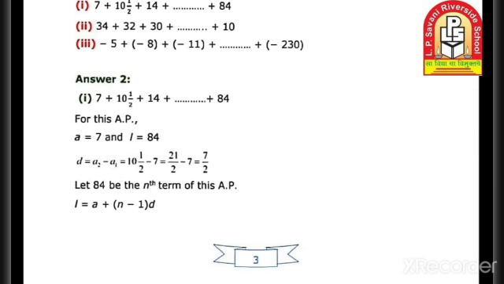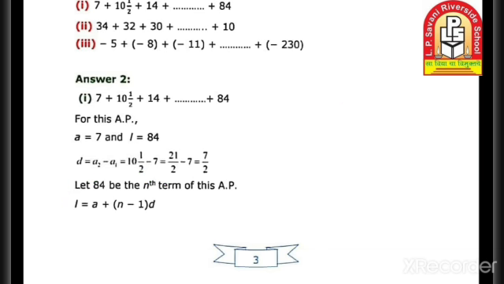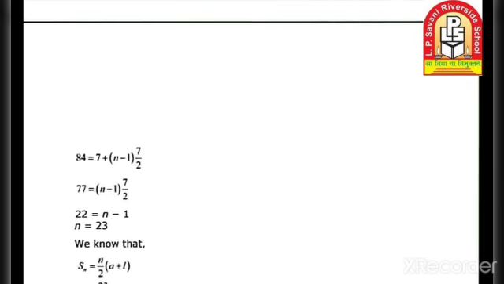Okay. Then after, this is the formula of the nth term of an arithmetic progression: L is equal to a plus (n minus 1) into d. Okay, so L = a + (n − 1)d. Then after, put the values. L is equal to 84, so here the last term is 84, and a is equal to 7. Then we have to find the number of terms, so we have to find n.